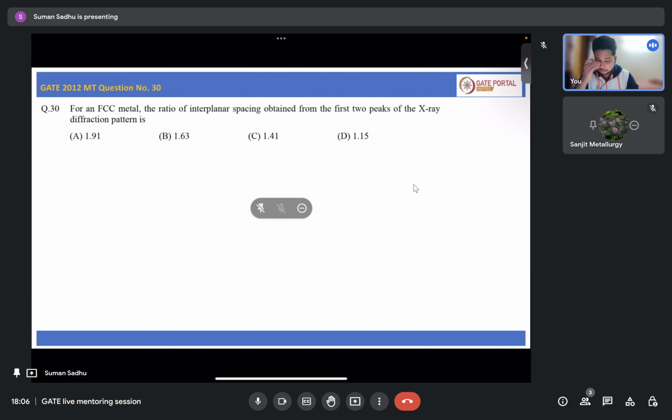So let us move to the first question of today. This is question number 30 of GATE 2012 Metallurgical Engineering. The question is, for an FCC metal, the ratio of interplanar spacing obtained from the first two peaks of the X-ray diffraction pattern is: option A 1.91, option B 1.63, option C 1.41, and option D 1.15. So, do you want to approach how to solve this question?